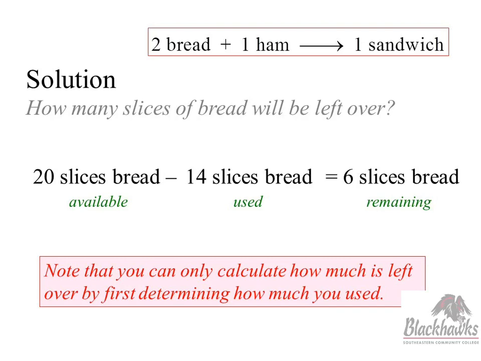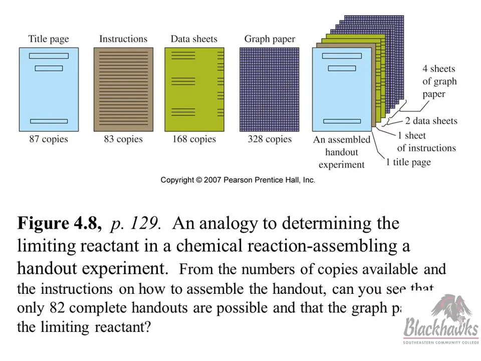So this little thing in the box down here is reminding you that when you're faced with, and you will be, problems that say, how much of the excess reactant do you have remaining? Notice we could only get to that number by calculating how much we use up and then doing a subtraction. That's it. And we calculate how much we use up from a stoichiometric calculation based upon the limited reactant.